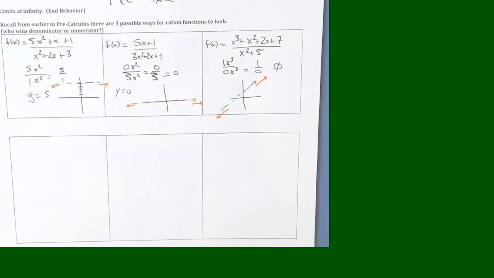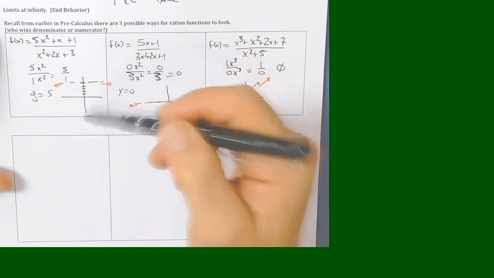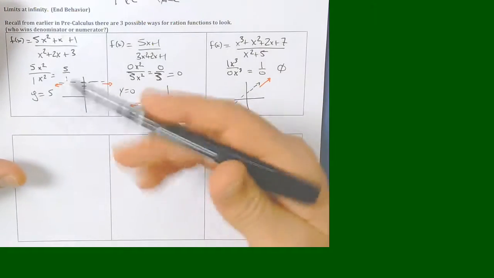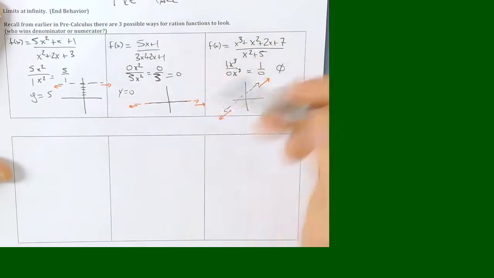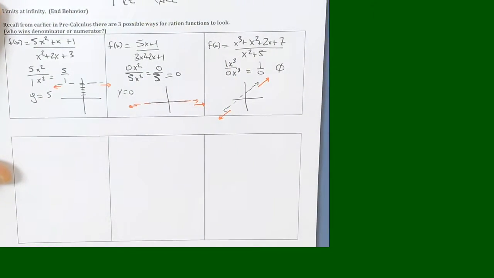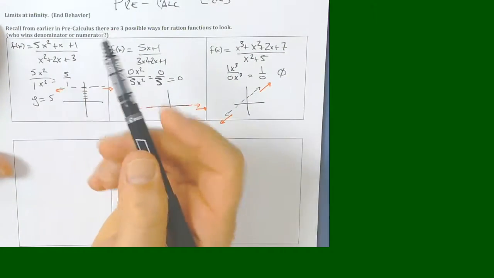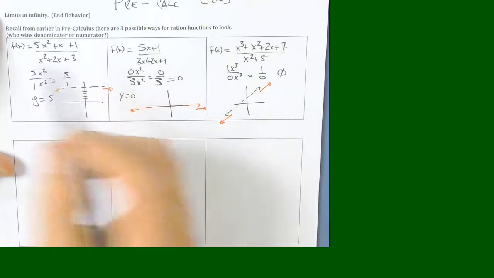The thing about this is you had to trust me on this in pre-calc, right? That this actually worked. There's no sound reasoning for it. So now we're going to take the calculus approach, and we're going to actually look at what happens. The limits at infinity literally means the limits at the infinities.